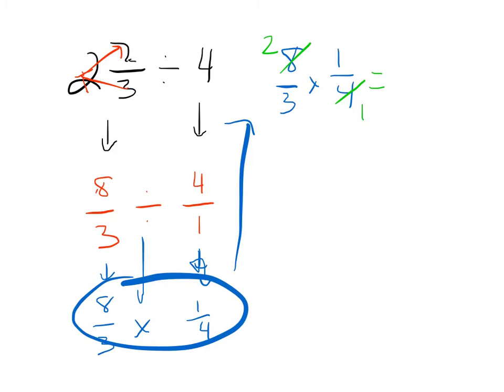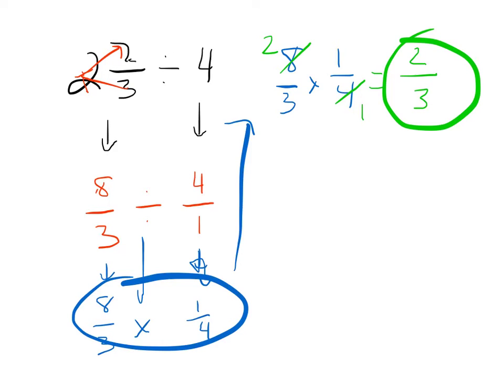So 2 times 1 is 2. And 3 times 1 is 3. So my answer is 2/3. And I don't have to simplify because that is the lowest possible answer I could have there.